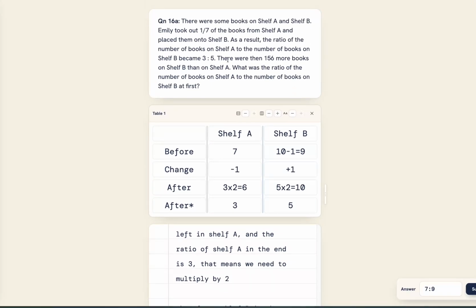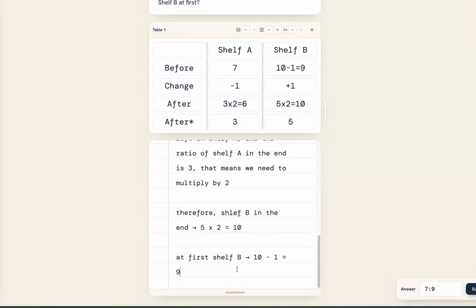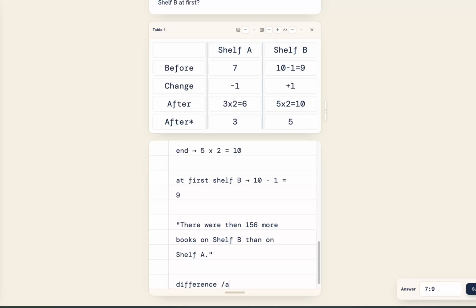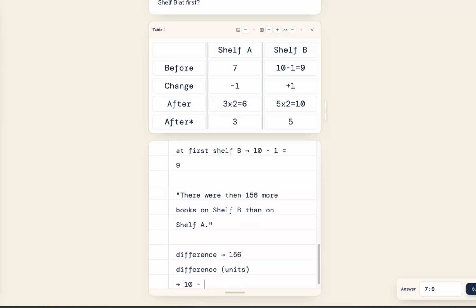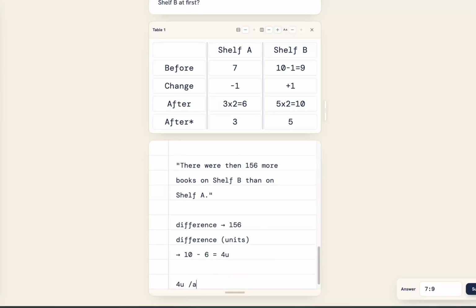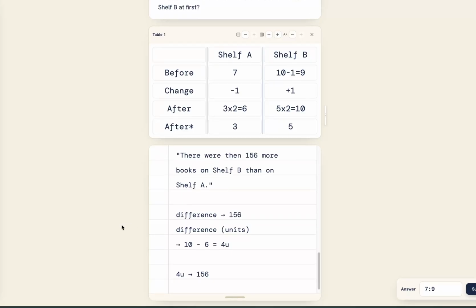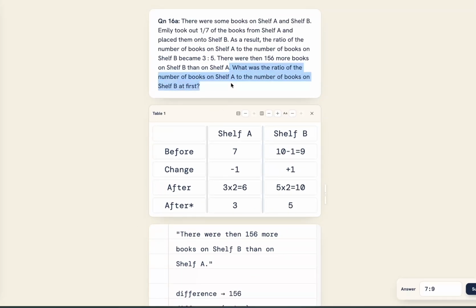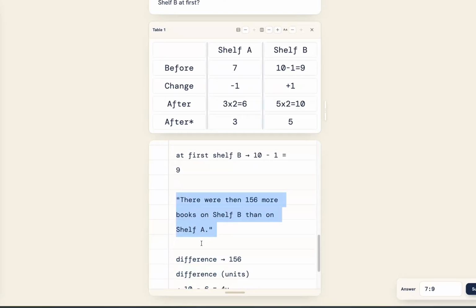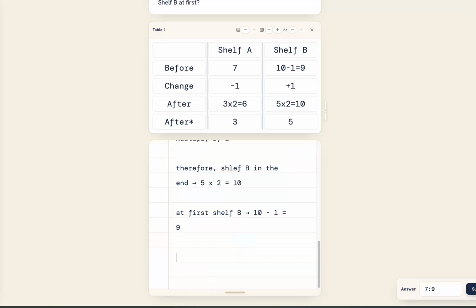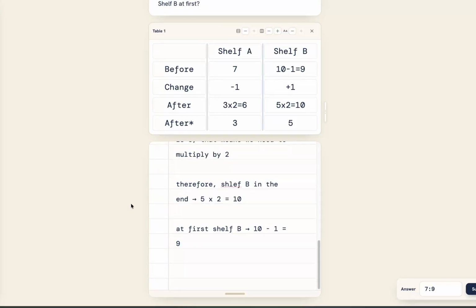So now, from the question, there were 156 more books on shelf B than shelf A, means the difference is equal to 156. And we know the difference in terms of units is equal to 10 minus 6, which is 4 units. So that means 4 units is 156. Then we want to know the ratio of books on shelf A to shelf B at first. Or this one no need. So it's just 7:9. Okay. So therefore we don't need the difference, but now we know the ratio is 7:9. So that's about it. All right.